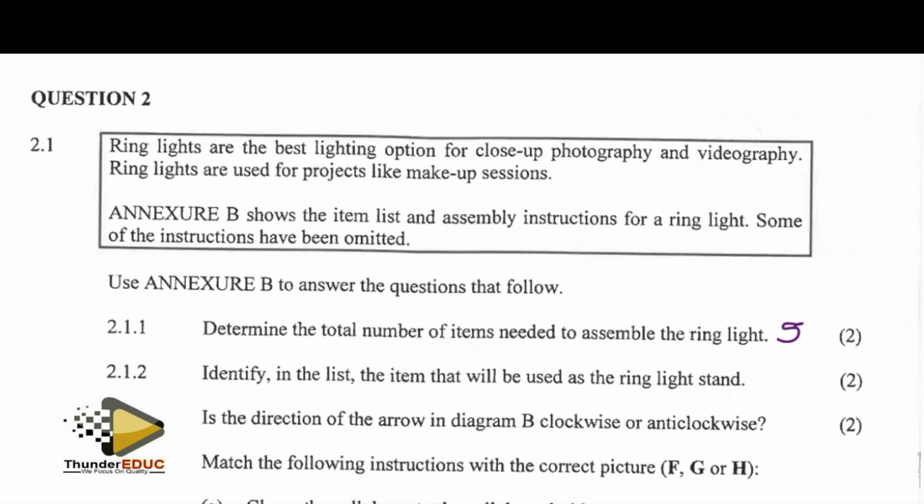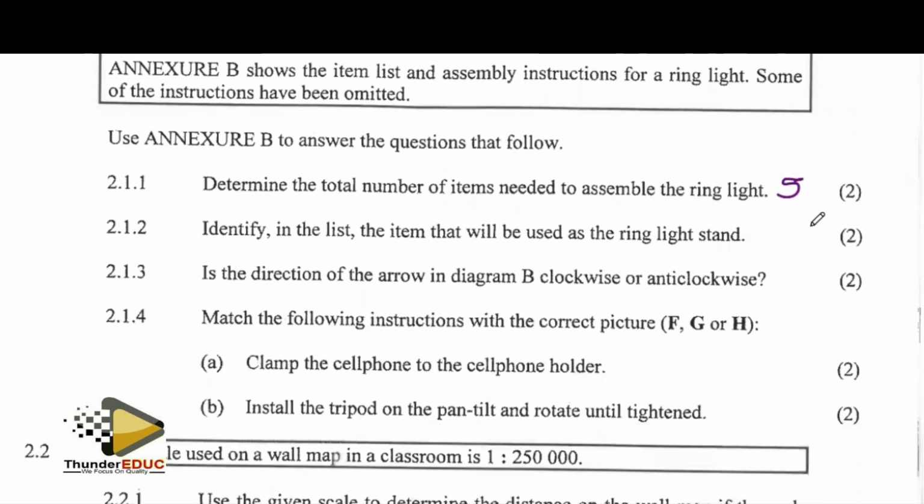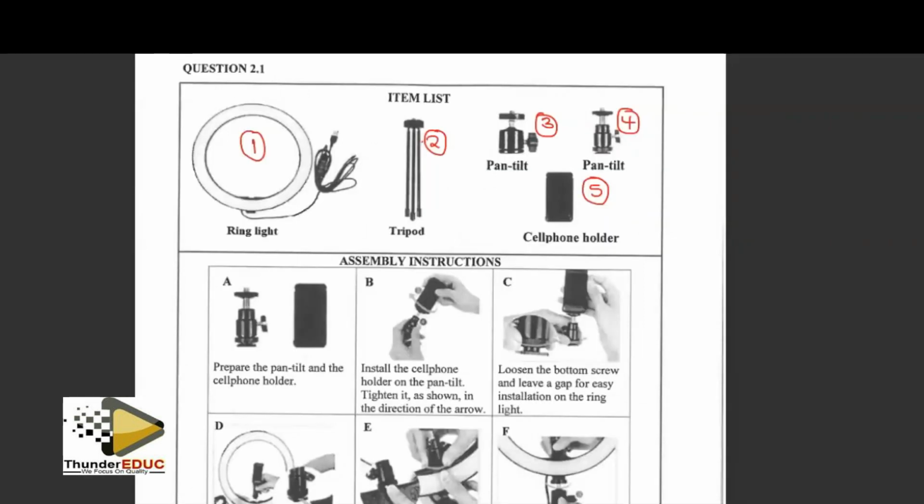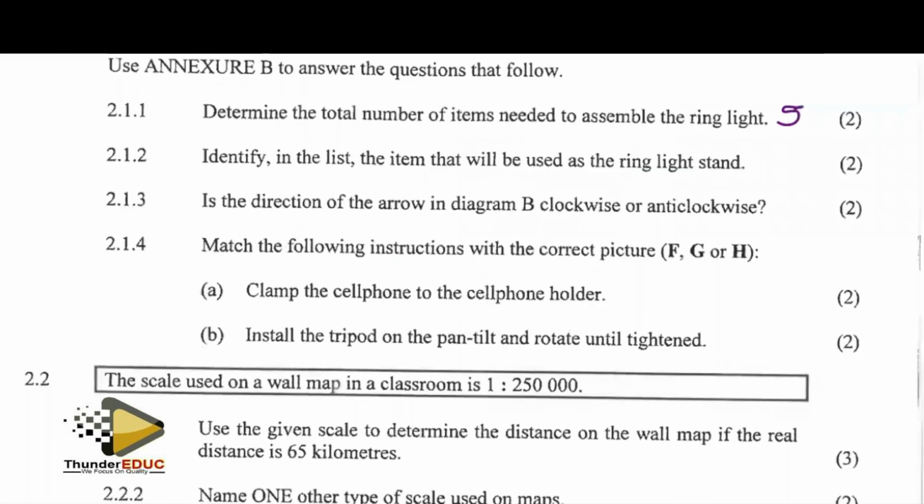We have 5. Identify in the list the item that will be used as a ring stand. We go back here. This is a ring light itself. This is a tripod. These are too small to be stands. So it's number 2, which is called the tripod. The reason why it's called a tripod is because it has 3 legs. So here we shall write it's a tripod.